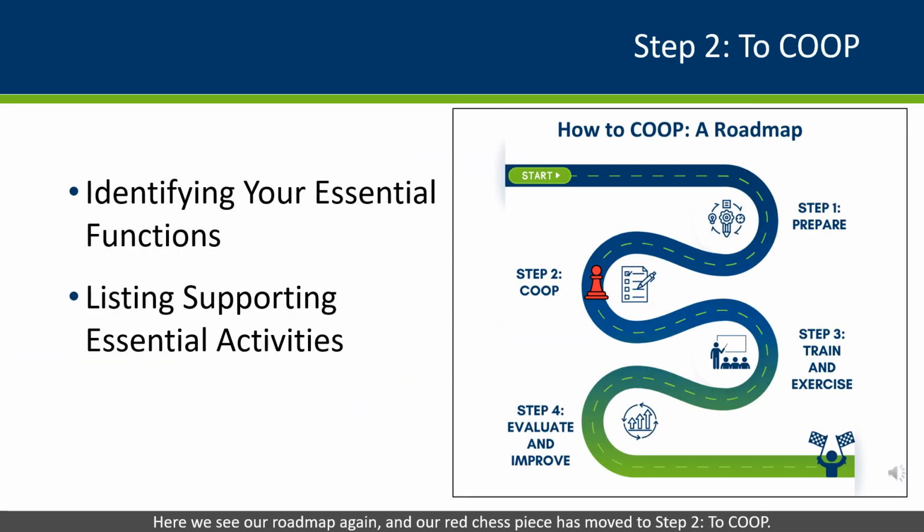Here we see our roadmap again, and our red chess piece has moved to step 2, write your COOP. In this webinar, we will focus on identifying your hospital's essential functions and their supporting essential activities. We will build on what we discussed in step 1, prepare. Again, please have the COOP completion guide, COOP plan template, and your current COOP plan, if you have one, available. If you want to follow along in real time, you can pause this webinar at any time.